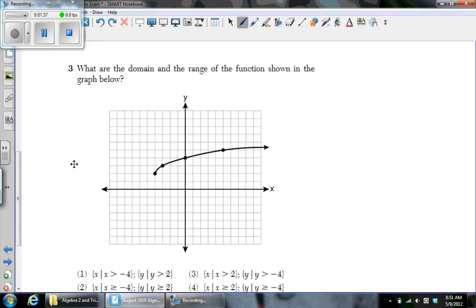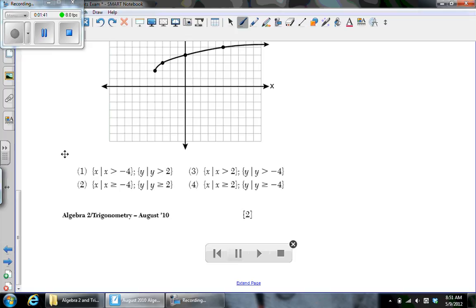Good. Third question, what is the domain? Alright, so domain, we're looking at x values. We're starting here, so that's -4. That's defined, so that's no good. Our range is 2, it's defined, so therefore it's choice 2. Excellent.